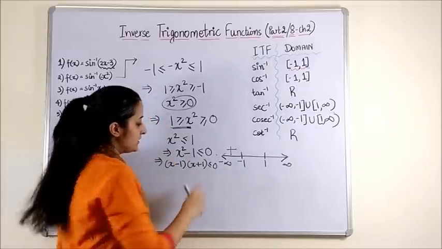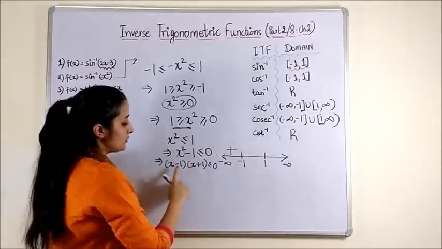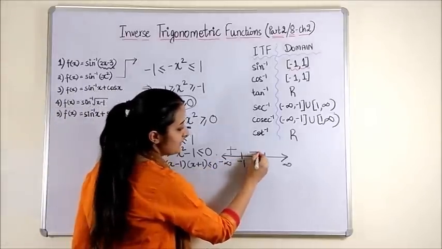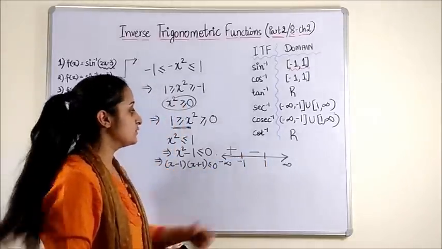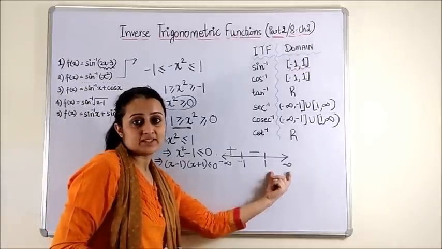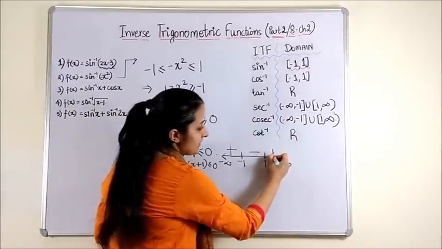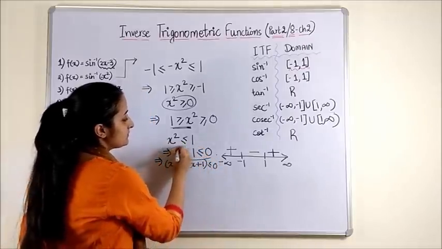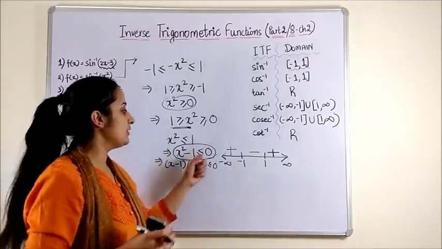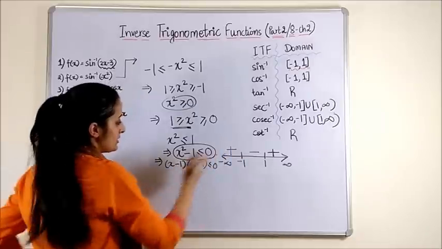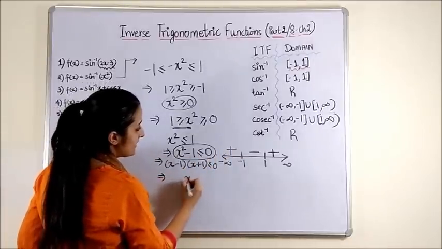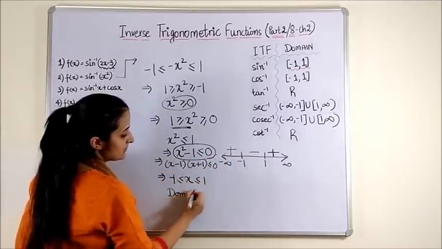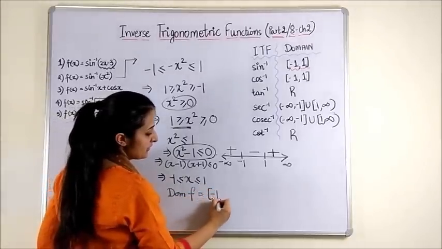Considering this subinterval, let's say we choose a number 0. So 0 minus 1 and 0 plus 1 would give us a negative answer. Likewise, if you try taking another number from this subinterval, you would end up getting this subinterval to be positive. We are interested in getting the value as less than or equal to 0. So this means our x must lie between -1 and 1, and this becomes the domain of the function.